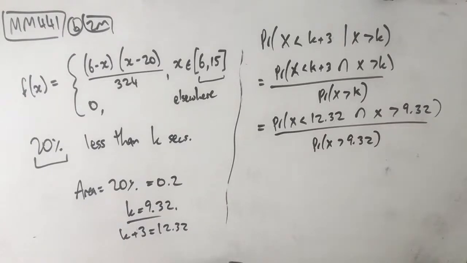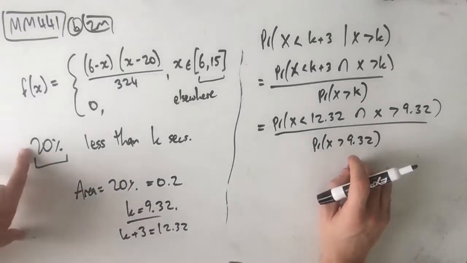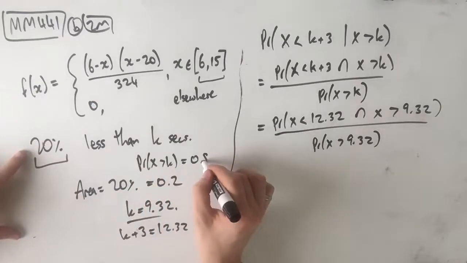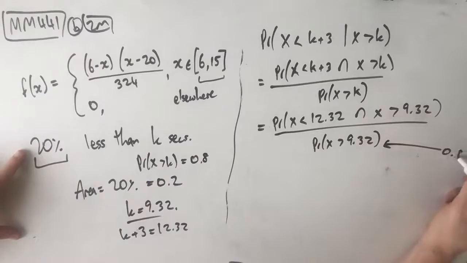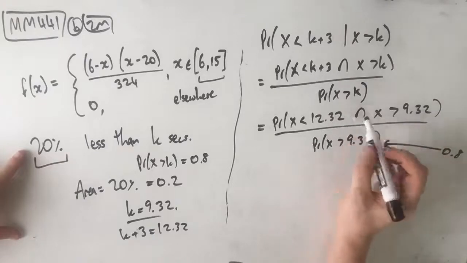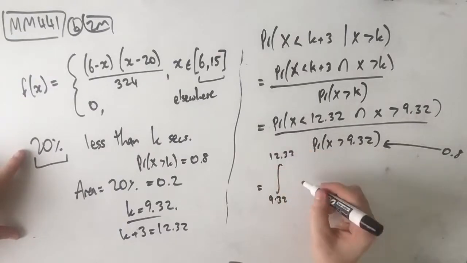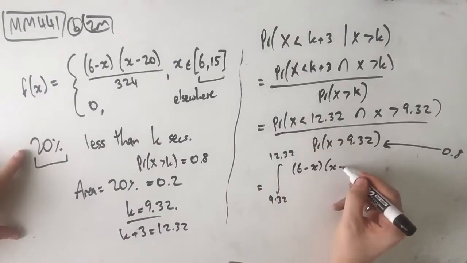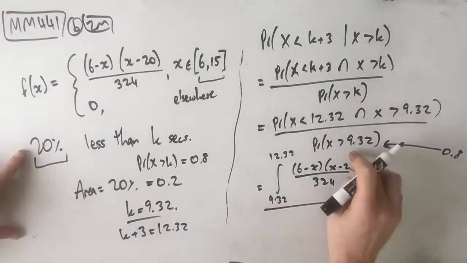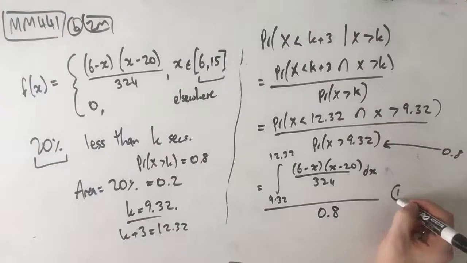We know that the probability that x is less than k is 20%, the question told us that, which means that the probability that x is greater than k equals 80%, or 0.8. So we immediately know that this is 0.8. Now we need to figure out the top. The x value is between 9.32 and 12.32, so we're finding the area between 9.32 and 12.32 of 6 minus x, x minus 20 over 324 dx, over our probability that x is greater than 9.32, which is 0.8. This is our first mark.